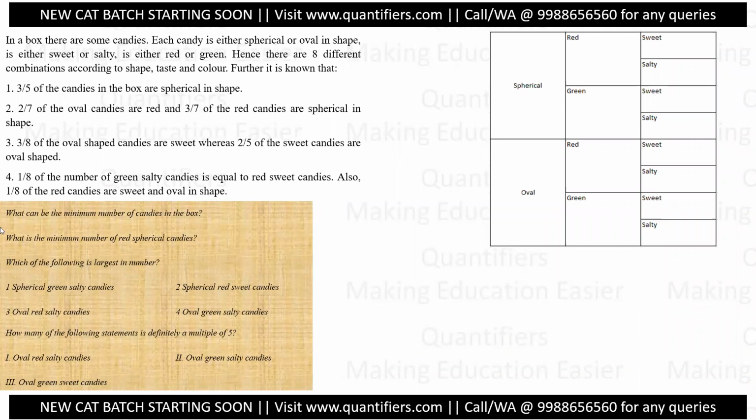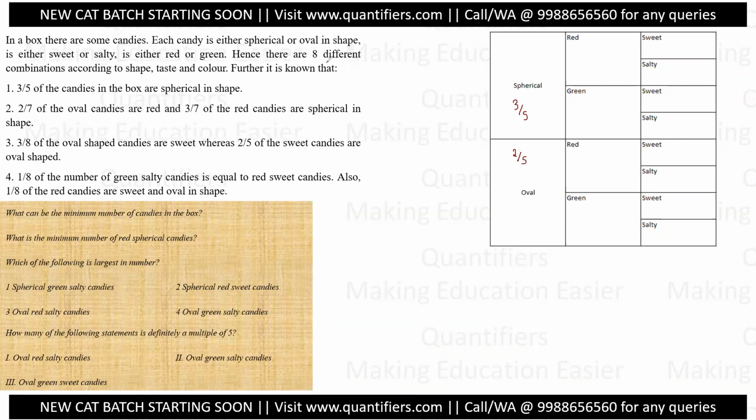Now spherical and oval, each spherical can be red green, oval can be red green, red can be sweet salty, and so on and so forth. First of all, it is given to me that 3 by 5 of the candies are spherical. So if 3 by 5 are spherical, 2 by 5 are oval.